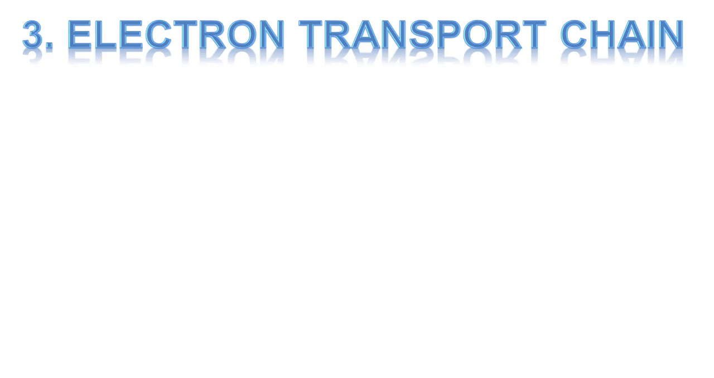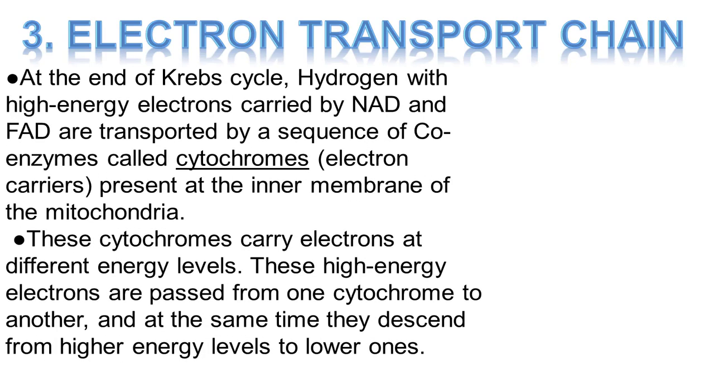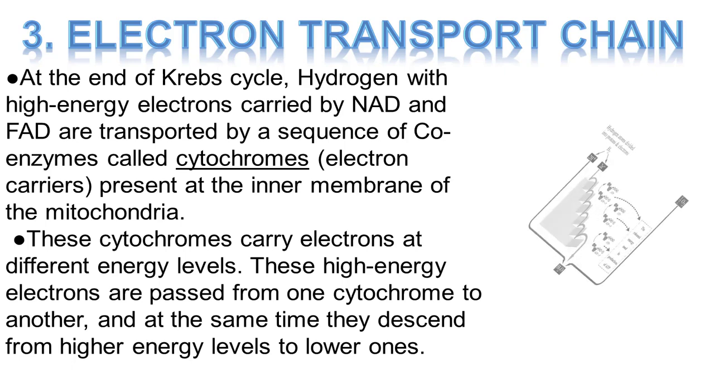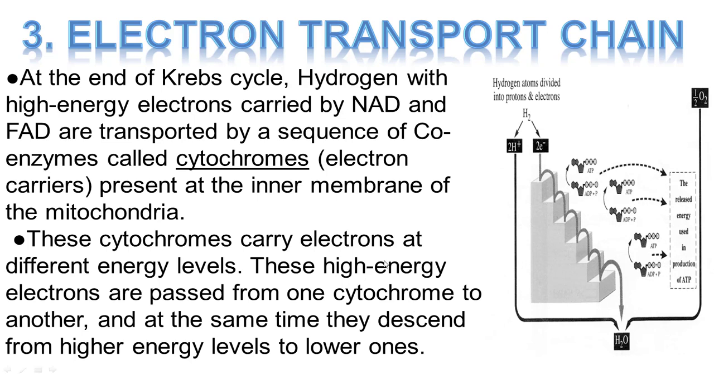Number 3, electron transport chain. At the end of the Krebs cycle, hydrogen with high energy electrons carried by NAD and FAD are transported by a sequence of coenzymes called cytochromes. Cytochromes are present in the cristae, the electron carriers at the inner membrane of the mitochondria. These cytochromes carry the electrons, as you see here, like a ladder.